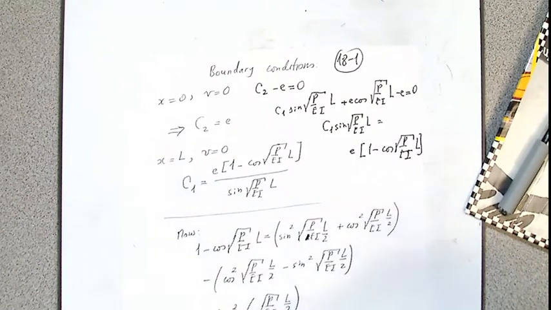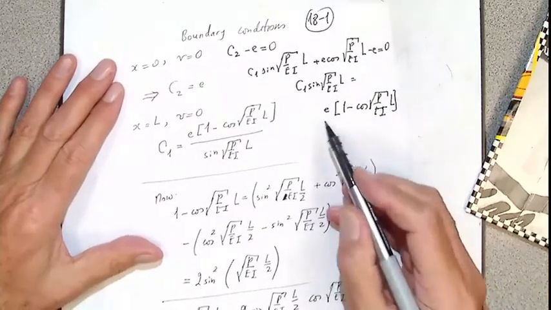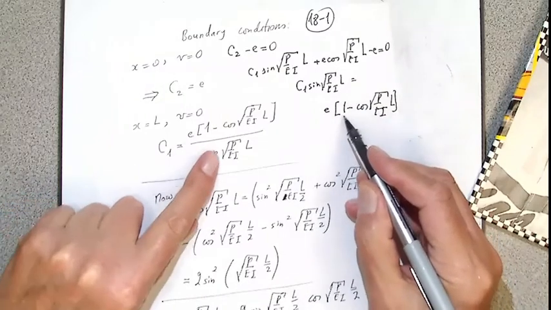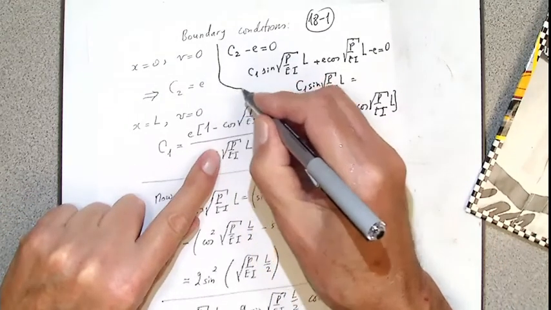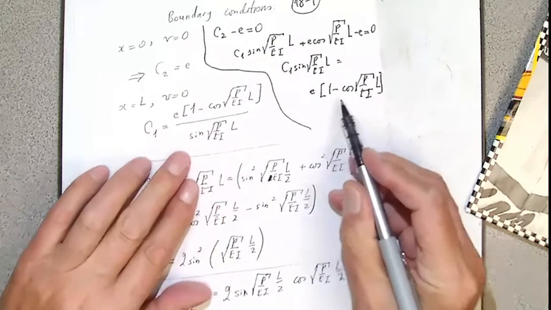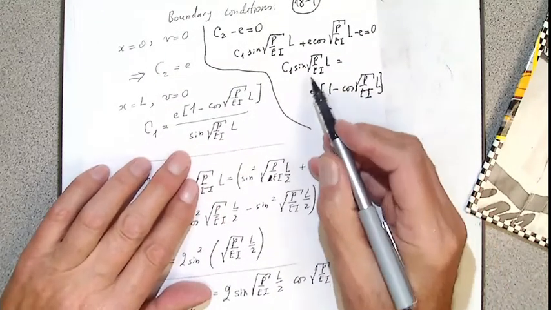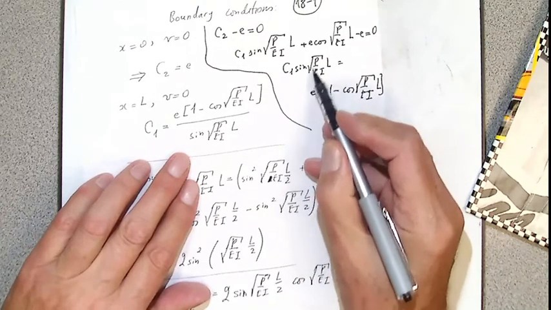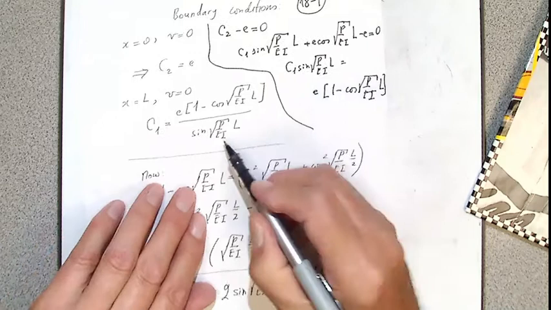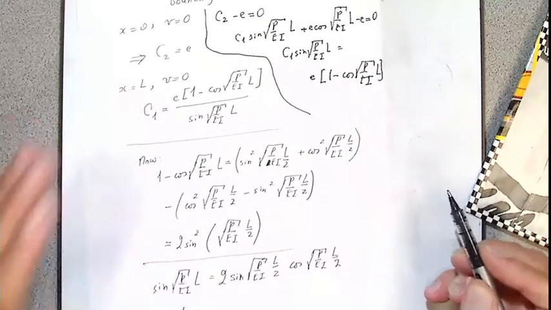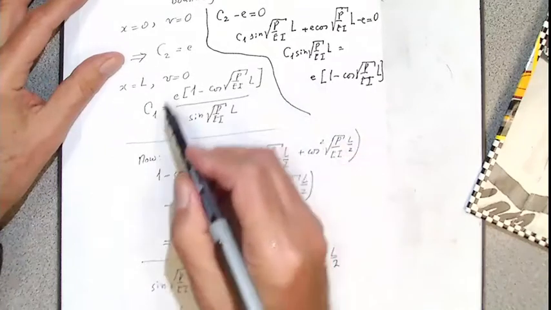I will go back. I will just use now notation 18. So from here we get C1 equals e times 1 minus cosine of square root of P over EI L divided by this expression, sine of square root of P over EI L. So that is C1. Now we would like to simplify this expression.